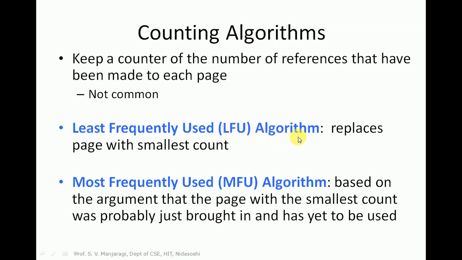We have to replace the page with the smallest count. Every page is assigned a count. There is a counter maintained for each and every page. That counter contains a value, which is the number of references made to that page. And we choose the page with the smallest count for replacement. Hence the name least frequently used algorithm. That is, the least frequently used page will be replaced in this particular algorithm.